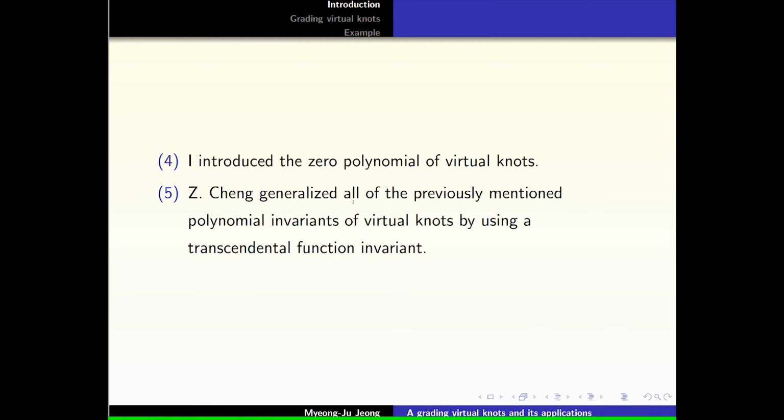I have introduced the zero polynomial of virtual knots, and this can distinguish some pairs of virtual knots which cannot be distinguished by the affine index polynomial. Recently, Chang generalized this polynomial invariant of virtual knots by using a transcendental function invariant.